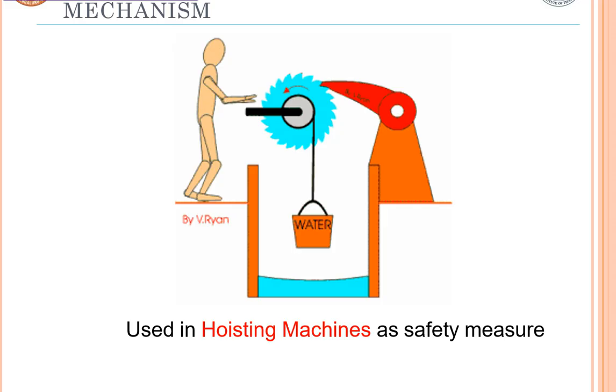As an application, it is meant for hoisting machines, where it is used as a safety measure, and we can also use it for lifting water from a well. Like this, we'll be able to utilize the required ratchet and ball mechanism.